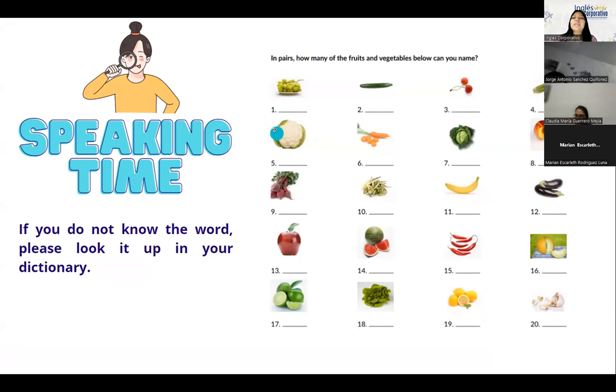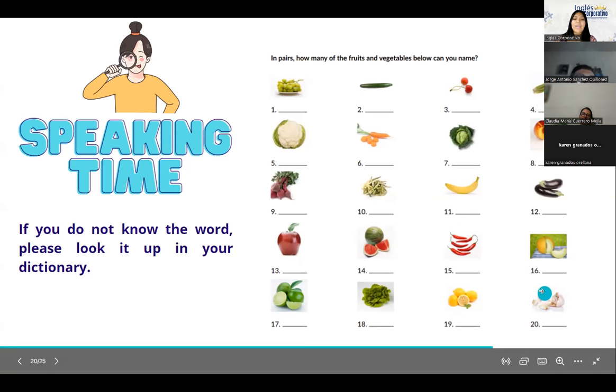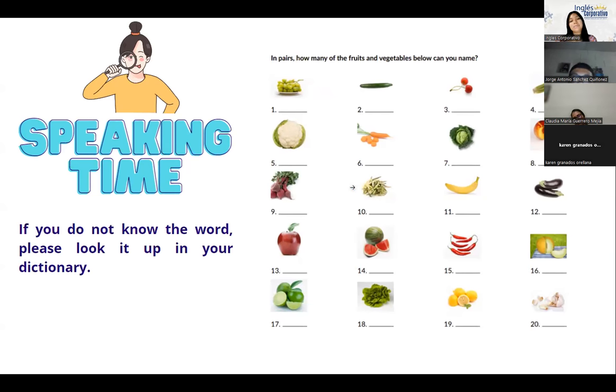Cauliflower. And how do you say rábano? Radish. Very good. And how do you say chiles? Chili peppers. Peppers. Okay. And how do you say ajo? Garlic. And how do you say limon? Lemon. Okay. And the last one, how do you say ejotes? Green beans.